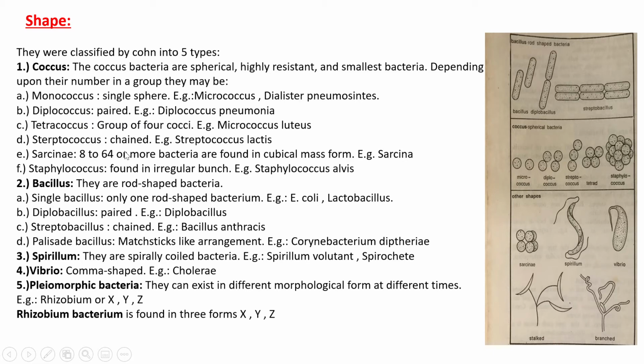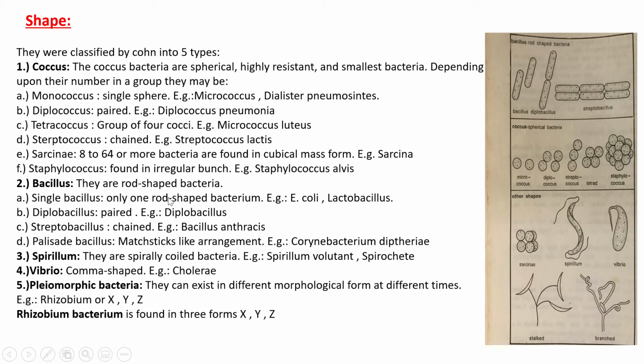The second type is bacillus. They are rod-shaped bacteria. These are the common type of bacteria, bacillus type, rod-shaped. The single bacillus is only one rod-shaped bacterium. For example, E. coli or Lactobacillus, here one single shape. The diplobacilli are paired. Here we see they are paired.